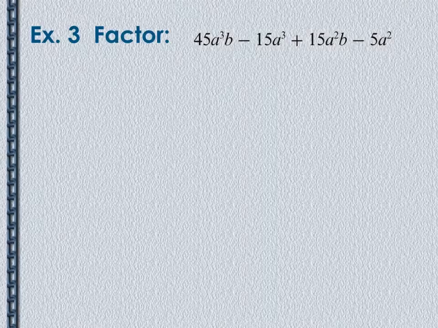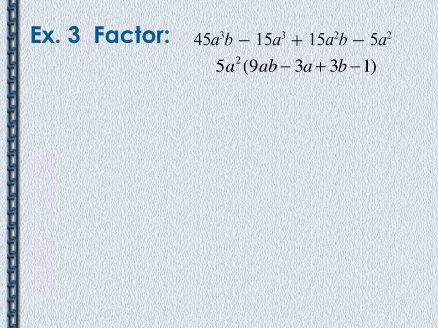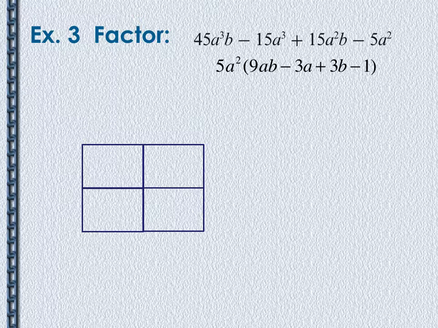Next example. The first thing I notice before I put these terms into the box graphic organizer is that there is a common factor. All terms have 5, that is a common factor, and an a squared. So let's factor out that greatest common factor of 5a squared. Now what we'll do is take the 4 terms that are in the parentheses and organize those terms into the box. And I'll put 9ab here and negative 1 here, and the other 2 terms just in any order.